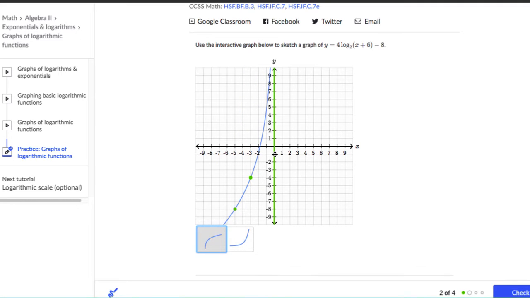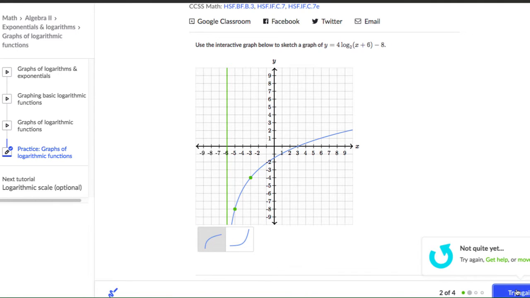Last thing, I need to move my asymptote. Where does this asymptote go? Left 6. There it is. There's the answer. Oh, did I move this off?